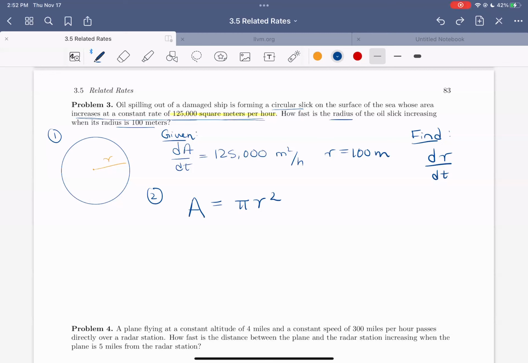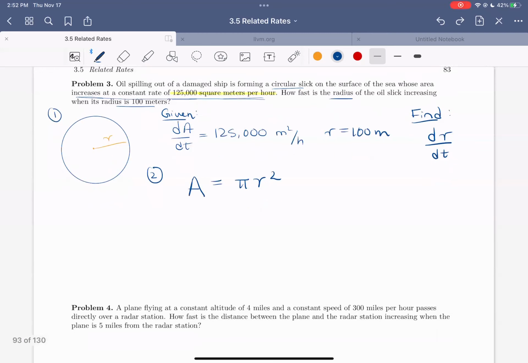Now that we have our equation between the area and that radius, step 3 is we compute the derivative of both sides. The derivative of the left is just the derivative of area. The derivative on the right would be, well, we take that constant out, then we just use the power rule: 2 times r, and then dr dt.